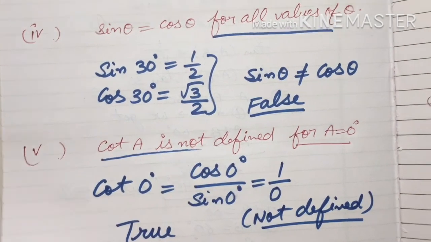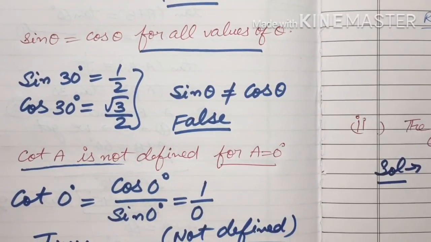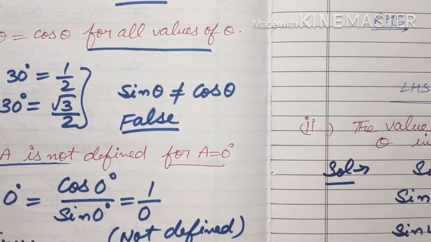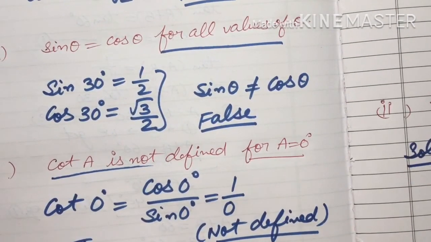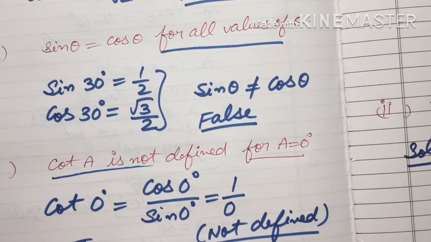So in this way you can solve these questions. But first remember, students, that you have to learn the values of trigonometric ratios. You should know how to draw the trigonometric ratio table for some specific angles. That is very important for this exercise.